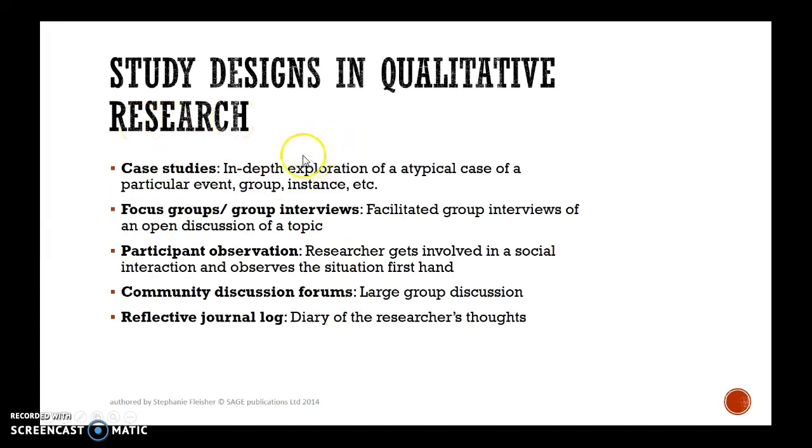So another group is study design in qualitative research. It could be case study, focus group, and group interview. So let me create another video clip to talk about the qualitative research in a second.